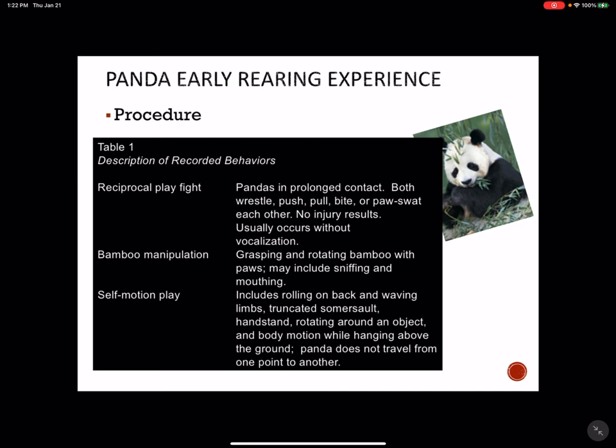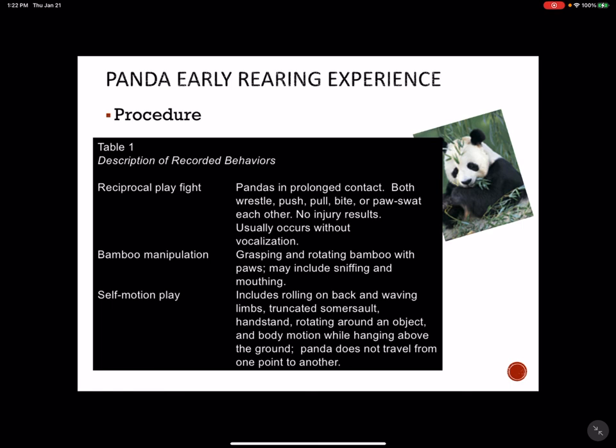They also measured bamboo manipulation. And that's, if you've ever seen a panda at the zoo, what they do. They grasp and rotate bamboo with paws, include sniffing and mouthing. They counted the time that pandas were doing that behavior, bamboo manipulation. And they also counted the time that pandas did self-motion play. And that's what they called rolling on their back, waving their limbs, doing little baby panda somersaults, handstands, rotating around an object, and body motion while hanging above the ground. The panda doesn't travel from one point to another. The self-motion play is in one spot.